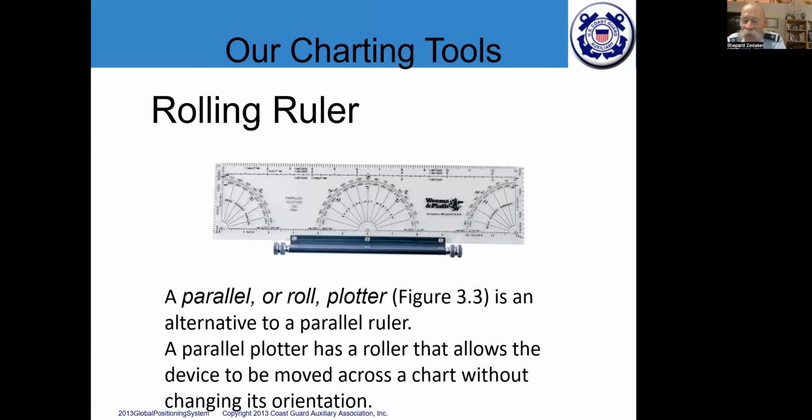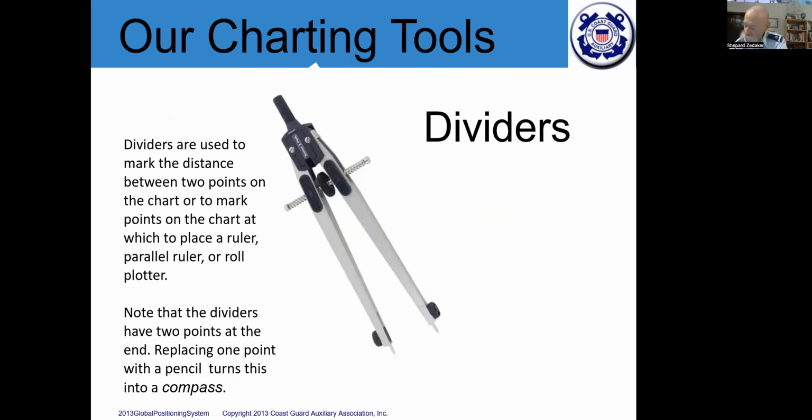I haven't seen one of these for decades. I'm not sure why they still use, or who still might use this, but it's called a parallel roll plotter, and it never worked for me. It doesn't work for most people, but suffice it to say that if you rolled this across and these little wheels turned at the same rate, you could do the same thing as with a parallel rule, but mine never worked. So I sold it and bought the parallel rules. They're much better. But you do need a good set of dividers.